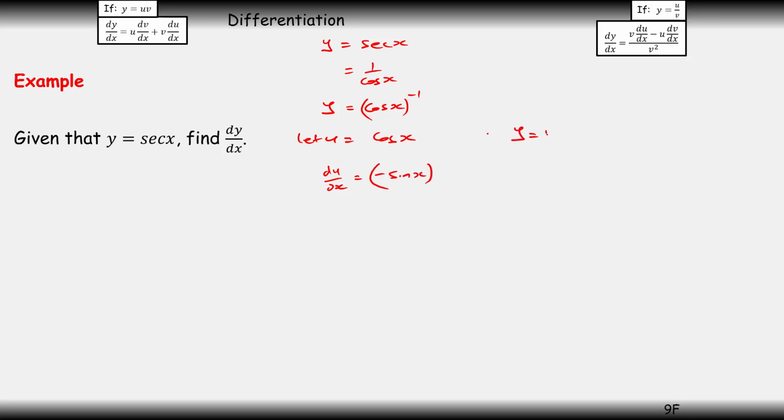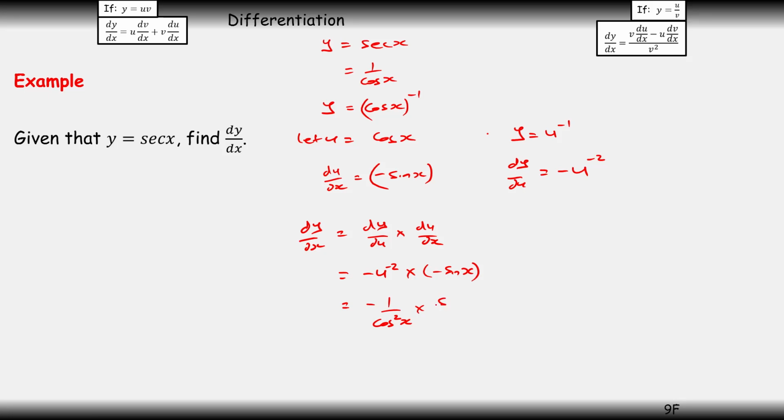That means then that y is equal to u to the power of minus 1. So dy by du is going to be equal to minus u to the power of minus 2. Okay, so chain rule, dy by dx is equal to dy by du times du by dx, which is equal to minus u to the power of minus 2 times minus sine of x. When we substitute, u is equal to cos, so I can write it as minus 1 over cos squared x times minus sine of x. The negatives cancel each other out, so you're left with 1 over cos of x times sine of x over cos of x.